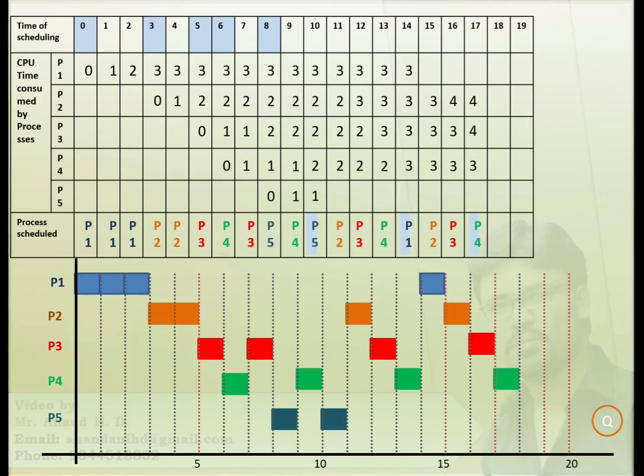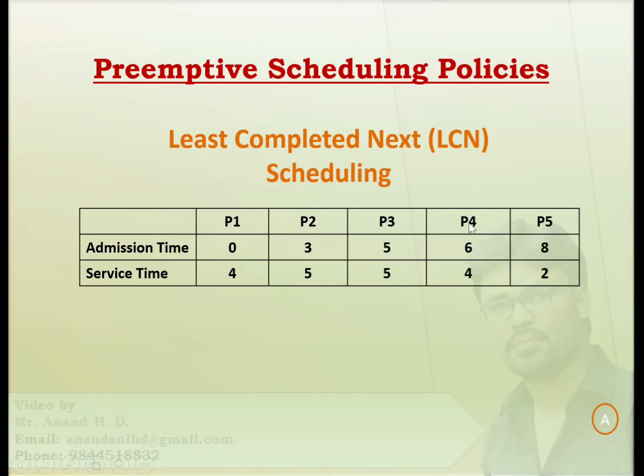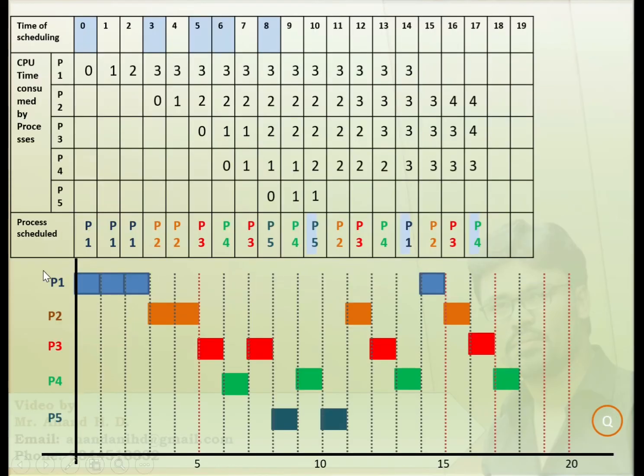So if we look into the question, we can see that P4 is having a service time of 4 time units. So if you look here, P4 was scheduled once, twice, thrice, and for the fourth time between 17 to 18 time units. So we can say that P4 has completed its execution at 18 time units. Okay, so at 18 time units, we are having only 2 processes in the ready queue, with P2 completing 4 time units and P3 also completing 4 time units of execution.